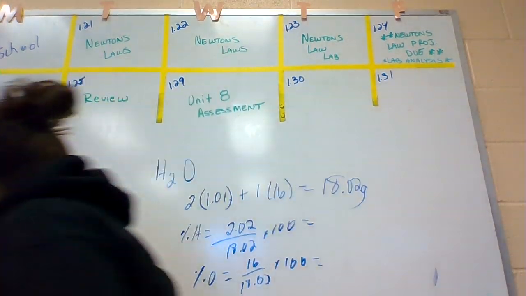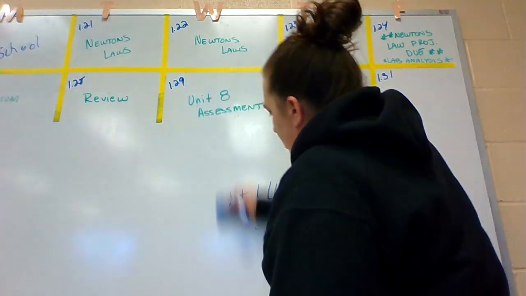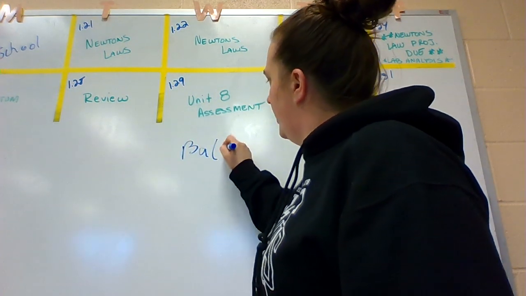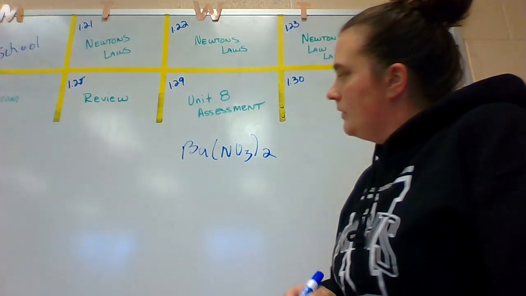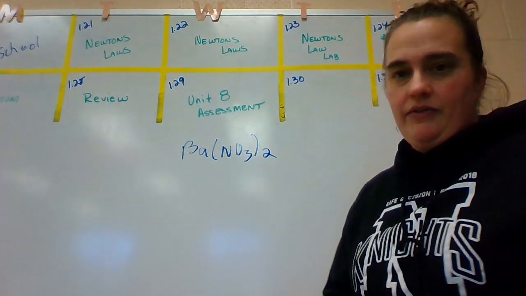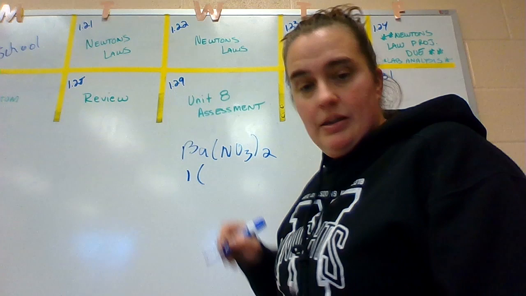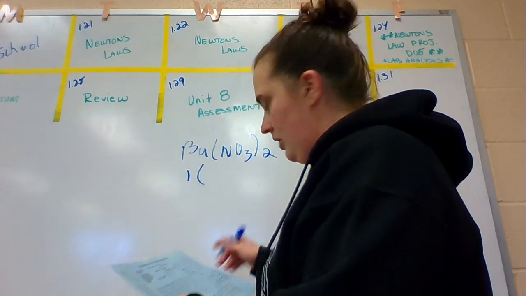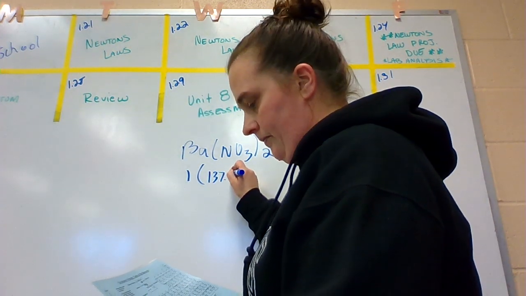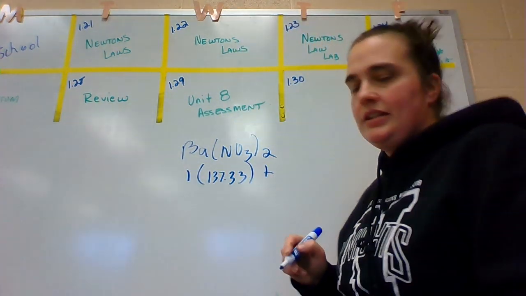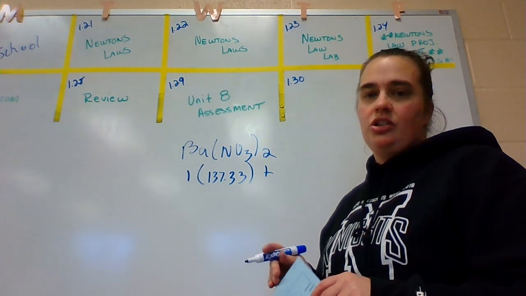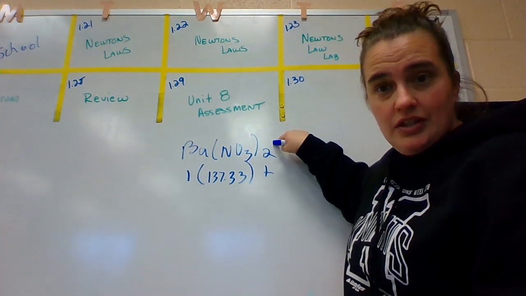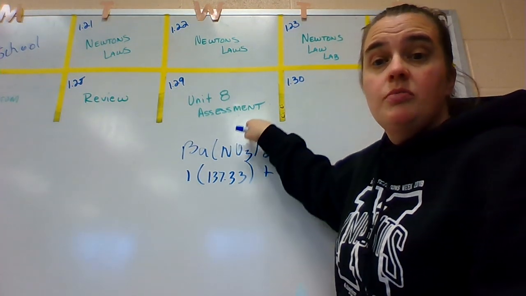Okay, let's do one more just to make sure that you're understanding what I'm talking about. So we're going to do barium nitrate. So remember, your subscripts are telling you how many of them. So I have 1 barium times the mass of barium, which I look up on my periodic table, which I believe is 137.33, plus my nitrogens. How many nitrogens do I have here? Remember, when I have parentheses and a number outside the parentheses, I distribute. When I distribute, I multiply.